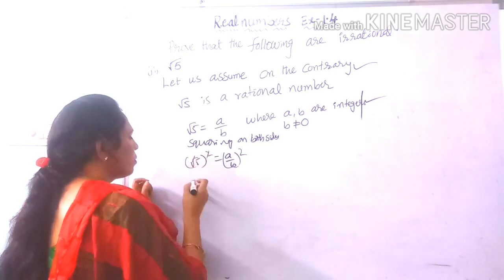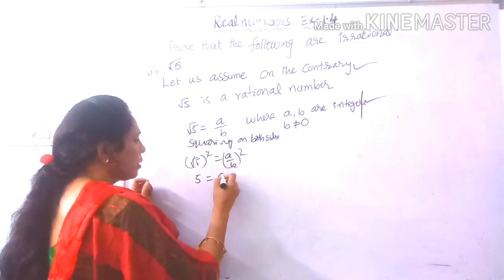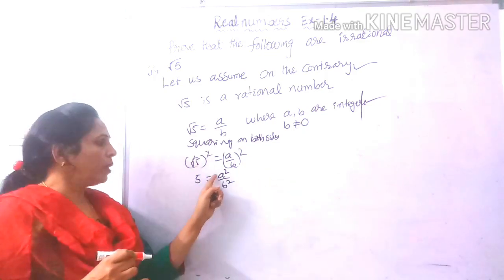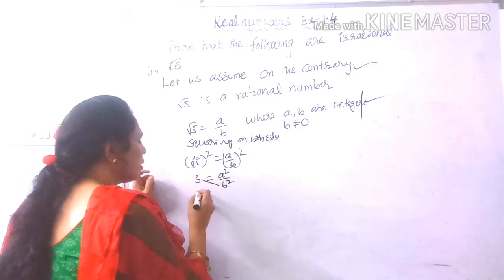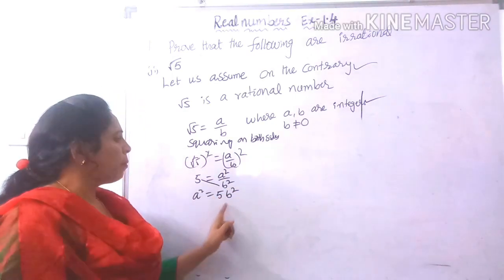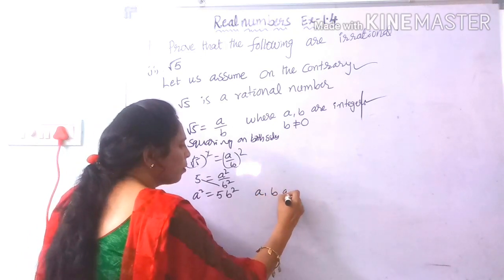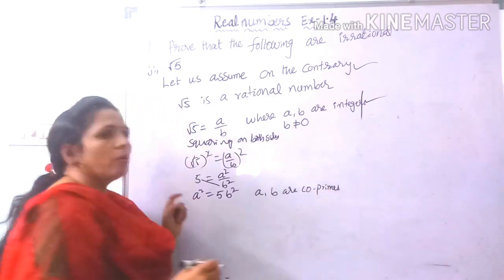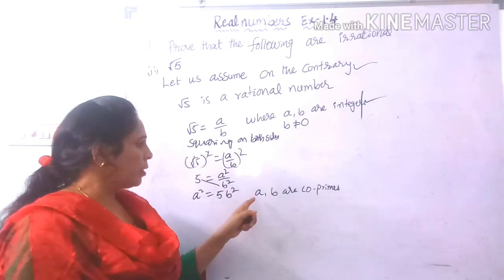So this square and root will cancel. So 5 is equal to a square by b square. Cross multiplication: a square is equal to 5 into b square. Let us consider that a, b have no common factor and a, b are co-primes. Co-primes means the common factor is 1.